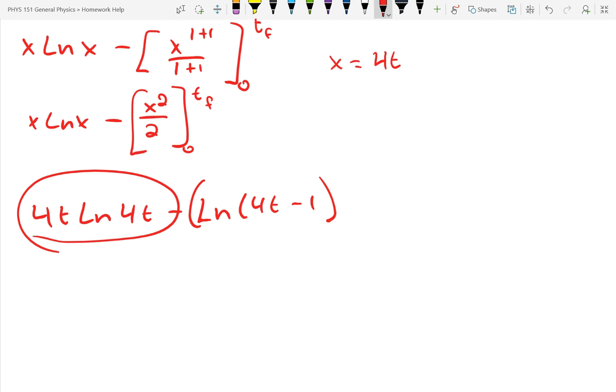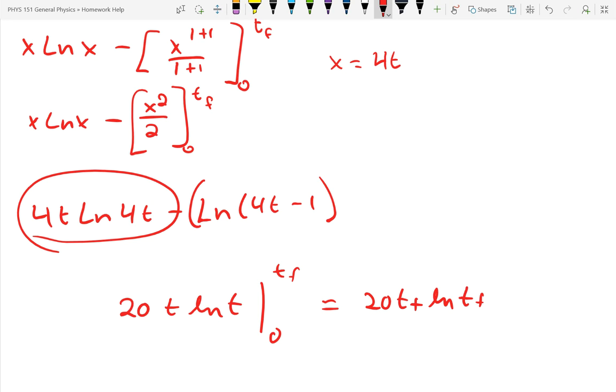You have 20t natural log of t, the way I had. She has a different factor up front. And then you have the limits from 0 to t final. When you put in t final, it's not a problem. That's going to be 20 t final natural log of t final. But when you put in the lower limit, the limit as t approaches 0 of 20t natural log of t, you have yourself a conundrum.